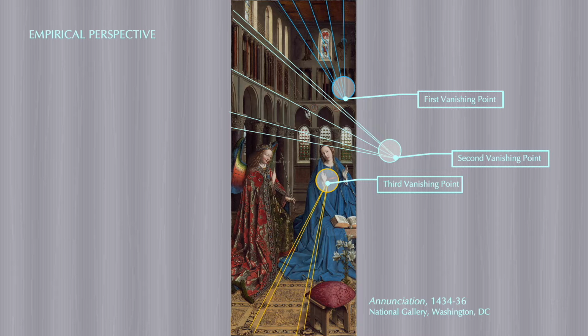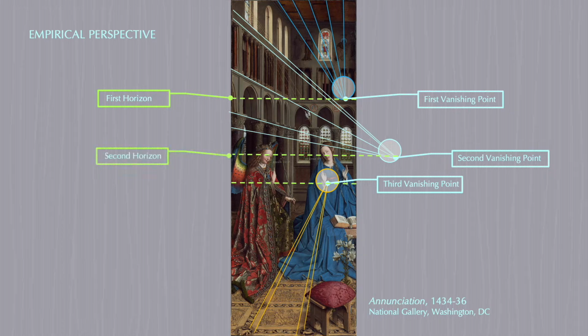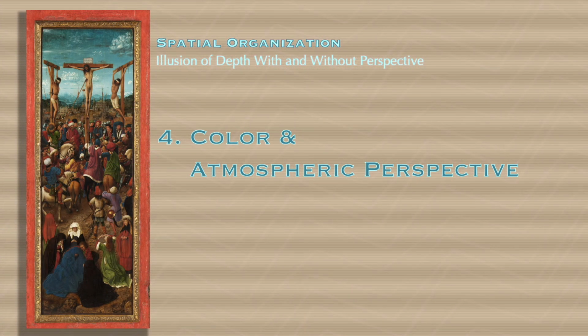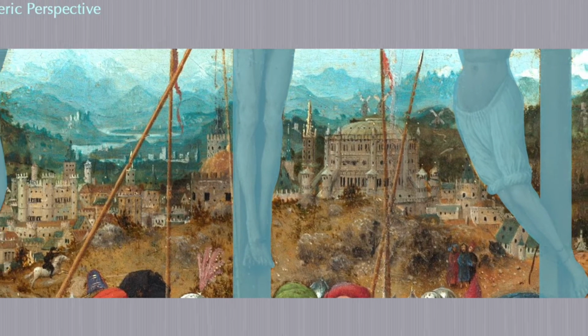This is actually called empirical perspective. Van Eyck does achieve a convincing illusion of depth, but the walls, floor, and ceiling don't appear perpendicular because the artist didn't apply the first rule of linear perspective. There is only one horizon, and all vanishing points should be set on it. So, Van Eyck is not interested in the accurate application of linear perspective in rendering architecture.